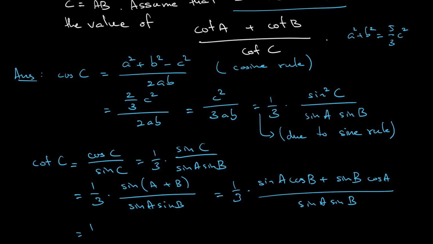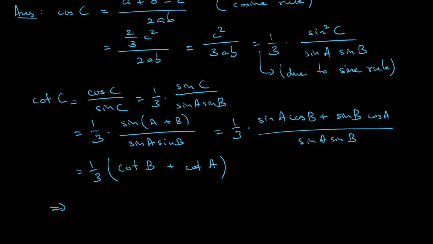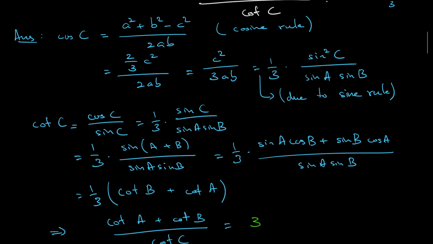Okay, 1/3. If I break it into two fractions, sine A and sine A will cancel out, leaving me with cosine B over sine B. So that's cotangent B. In the second fraction, sine B and sine B will cancel out, so it just leaves me with cosine A over sine A. So that is cotangent of angle A. So from here, it is not hard to see that cotangent of A plus cotangent of B over cotangent of C will be equal to 3, and that is exactly what the question asks. So the final answer will be 3.